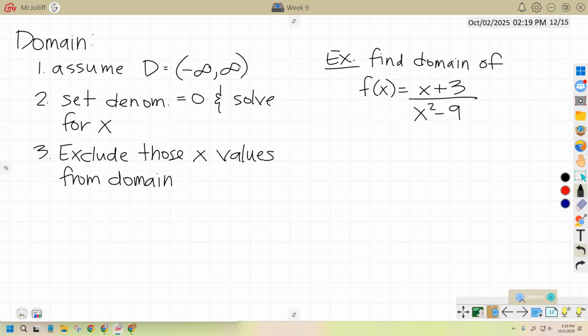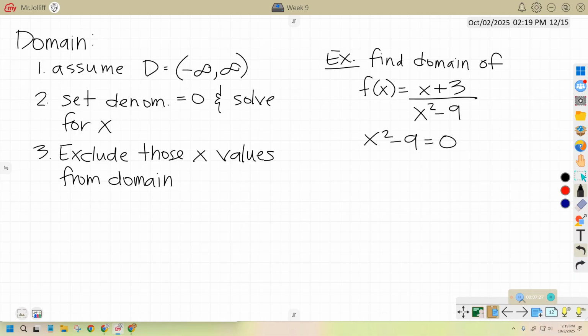So for my example, I want to find the domain of the function f of x equals x plus 3 over x squared minus 9. I know that's a rational function because it's a poly on top and a poly on bottom. That makes it rational. So we start with all real numbers. We find the zeros in the denominator. So we need to answer the question, where is x squared minus 9 equal to 0?